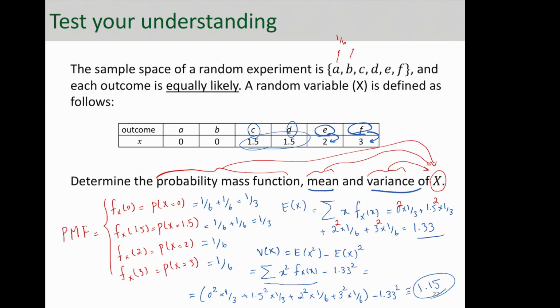To wrap up, the very important point of this example was that there is a difference between outcomes of a random experiment and the values of any random variable associated with that random experiment. They do not map to each other one-to-one. Here you saw that we have 6 outcomes, but 4 different values of x. This is a very important point when you're developing PMF functions and calculating expected values and variances in the future.